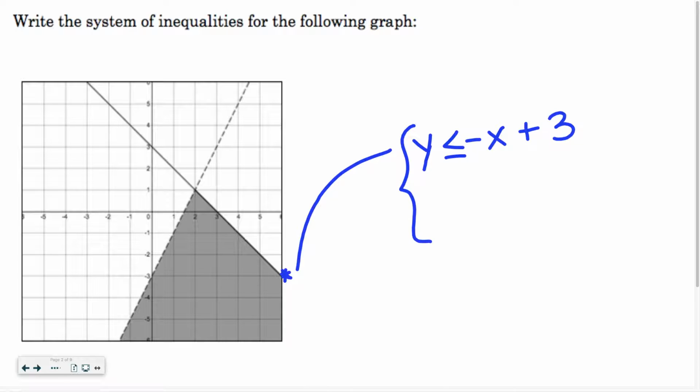Let's talk about our second one, this dotted one right here. Okay? Reagan, what did you write for this line right here? Just the equation. y.